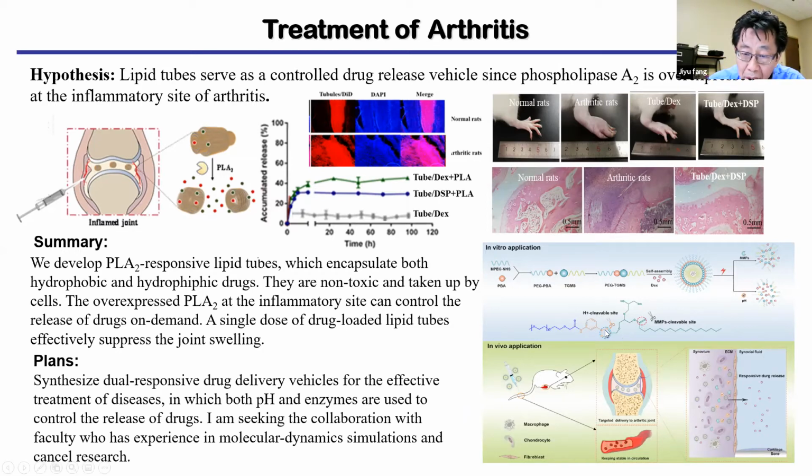This polymer will respond to pH as well as to the enzyme. So in this case, the drug delivery vehicle loaded with drug can be released by using both pH variation and enzyme changes at the disease site.